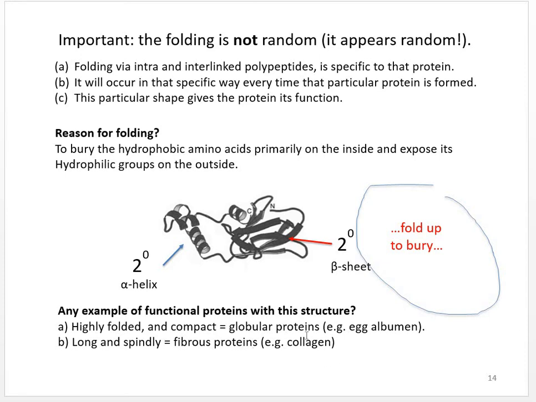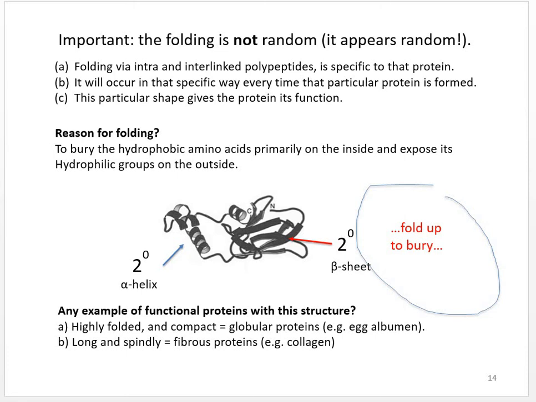Yes, maybe you have heard about globular protein, which is highly folded and compact. You can imagine a ball of globular proteins. Egg albumin is a good example. There are many types of egg albumins, and most of them are globular proteins. I think all of them are globular proteins. And then we have long and spindly, which is fibrous protein. An example is collagen.